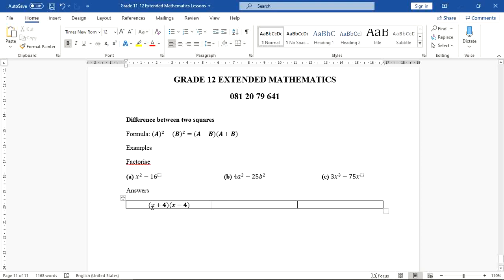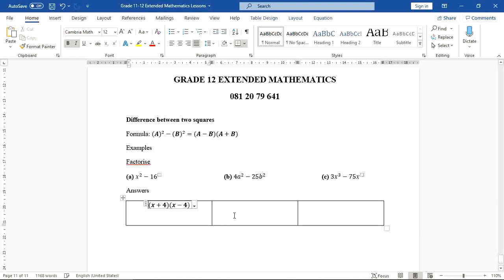Now here we just do the same thing. We just open up the two brackets. If you can allow me to copy this so that I don't have to type it. Okay, so 4 is a square number, a squared is a square number, 25 is a square number, and b squared is a square number.